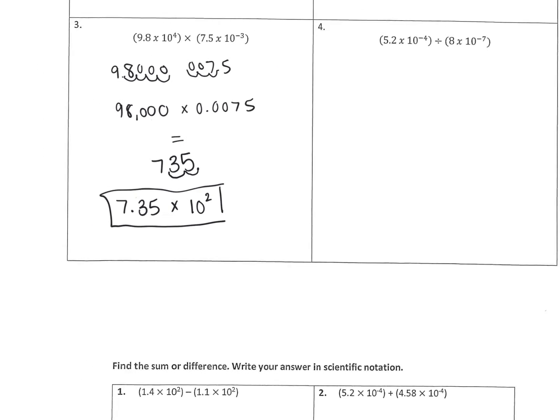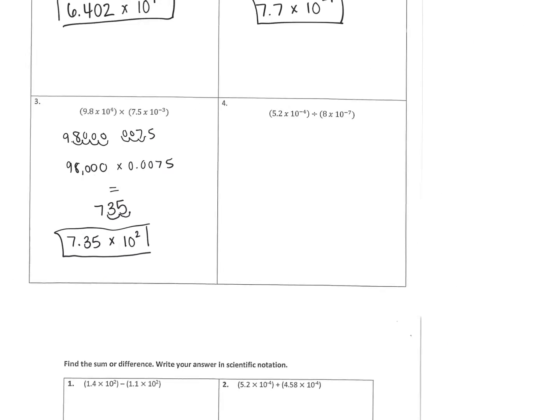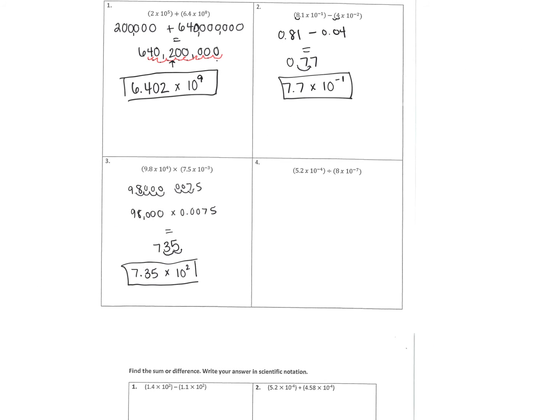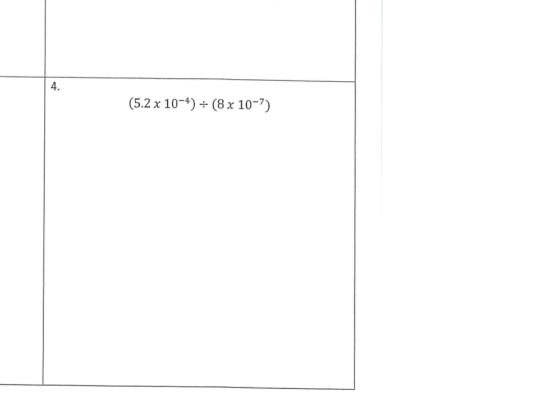And think about this again, if you're having trouble remembering whether it's going to be positive or negative: if you're making a bigger number smaller, it's going to be positive. If you're making a smaller number bigger, it's going to be negative. We made a smaller number bigger, 0.77 to 7.7, and it was a negative. When we made a bigger number, 640 million, to a smaller number, 6.402, we got a positive. So remember, if it's a smaller number, it's going to be a negative. If it's a bigger number, it's going to be positive.